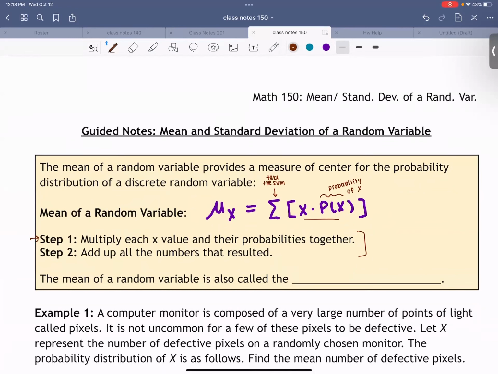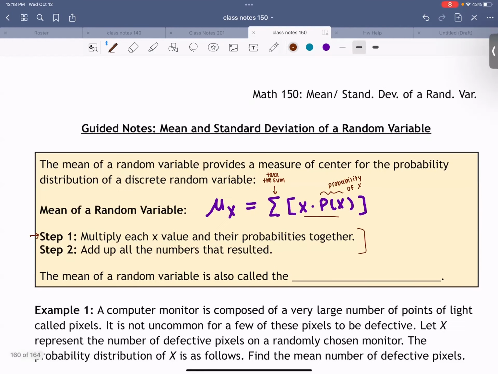One thing before we get into the rest of the notes: sometimes instead of saying the mean, I might say the expected value. And all that means is the mean. So if I ever say that, all I'm saying is the average.